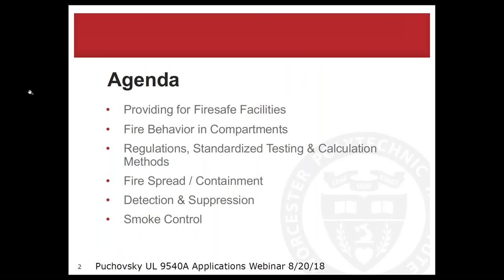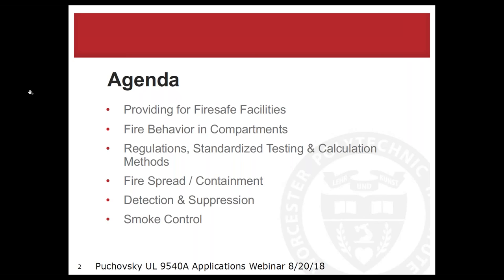In terms of an agenda, or more the topics that I want to cover in the brief time that we have this morning, is as follows. I want to focus a little bit on what it means to provide fire safe facilities, and I'll talk in what context that means. I'd like to touch upon fire behavior in compartments, because as we take these batteries, really any fuel source in the building or other structure like a container, it will be in a compartment, and there are certainly going to be some compartment effects that will influence the behavior of the fire and the effects of that fire on other contents and people in the building.